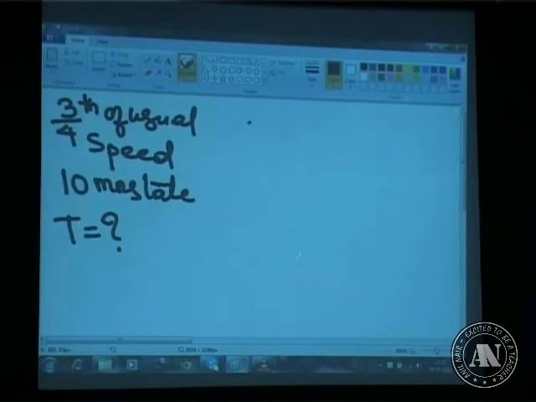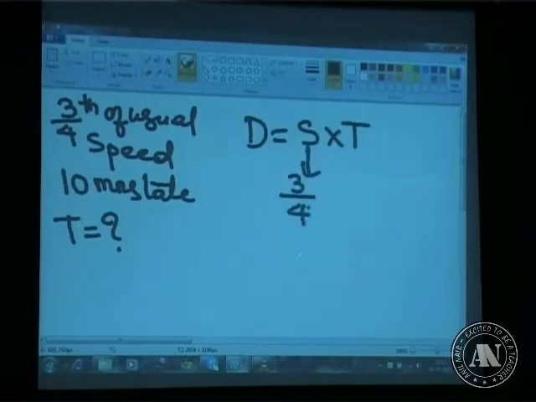Listen carefully. Distance is nothing but speed into time. Speed, according to the question, is 3/4. Speed and time are inversely proportional to each other. Agreed? What is the inverse of 1/2? 2/1. What is the inverse of 3/4? 4/3. Agreed?